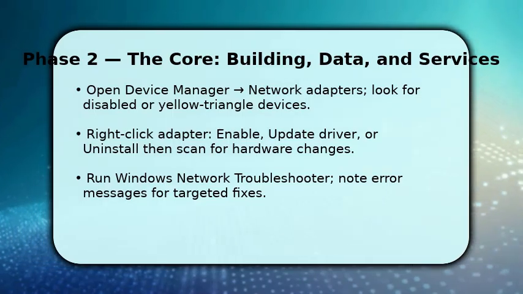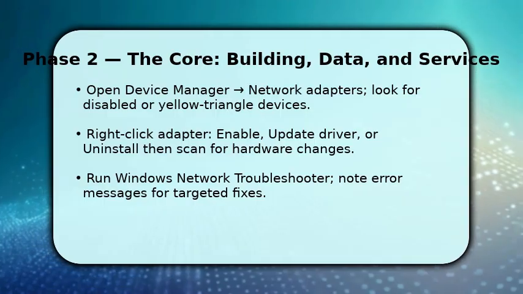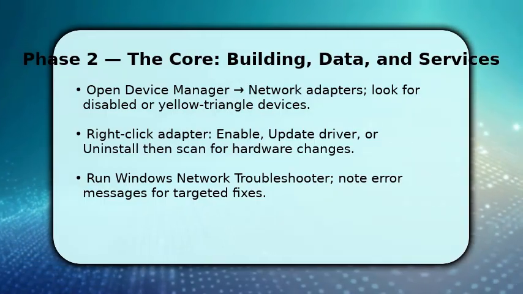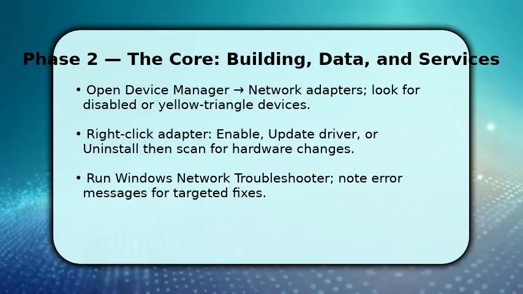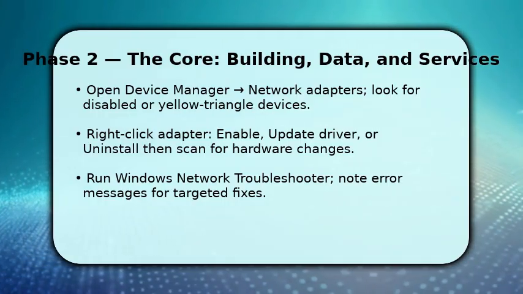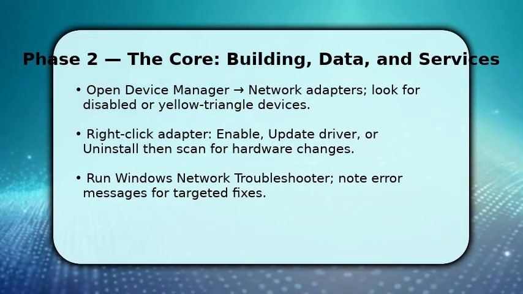If update fails, uninstall the adapter, then choose Scan for hardware changes to reinstall. Once reinstalled, run Windows Network Troubleshooter to let Windows detect configuration issues. Make sure to read any error text.